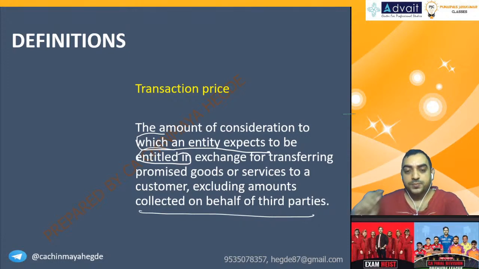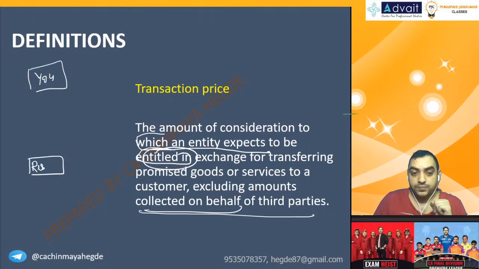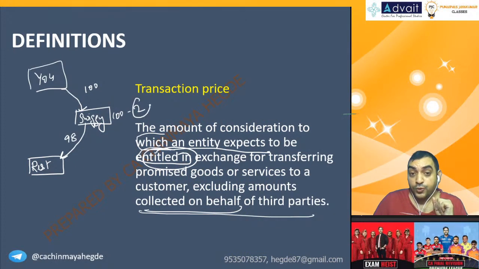Okay, now transaction price. What the entity expects to be entitled to, in their opinion, how much they will receive, and excluding amounts collected on behalf of third parties, meaning the intermediary will not consider. For example, you order food from a restaurant through the mobile app Swiggy. Swiggy will collect the money from you and give it to the restaurant. Suppose the amount you are paying is 100, and Swiggy has commission charges of, let's say, 2 rupees, and they will pay 98 to the restaurant. So their revenue is only 2 rupees. The 98 rupees is collected on behalf of the restaurant and paid to them. Therefore, Swiggy should recognize revenue of only 2 rupees, not 100.